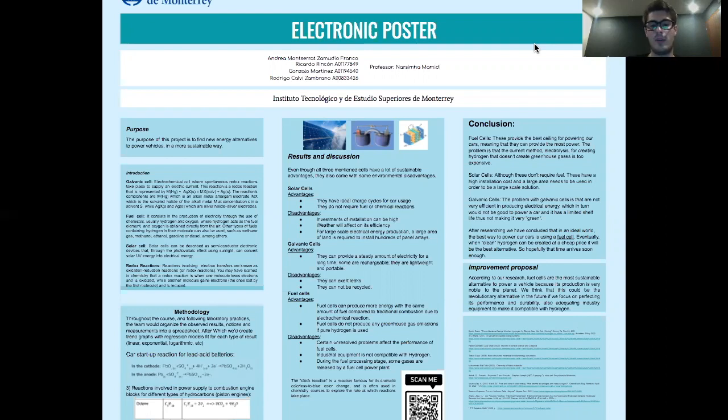These fuel cells can produce more energy with the same amount of fuel compared to any traditional combustion, and they don't produce any greenhouse emissions. But a great disadvantage is the poor research, and the effect is the low performance of these cells. And at last, during the fuel processing stage, some gases are released by a fuel cell power plant.